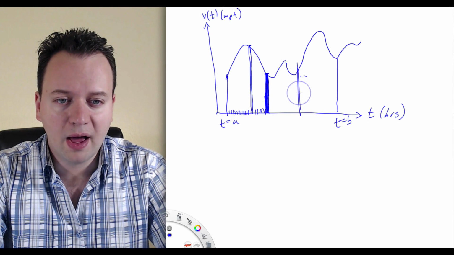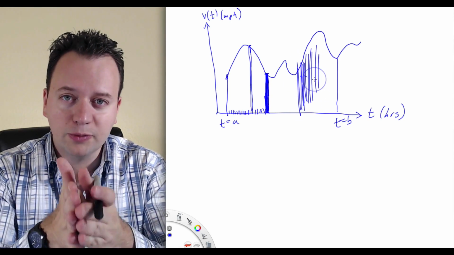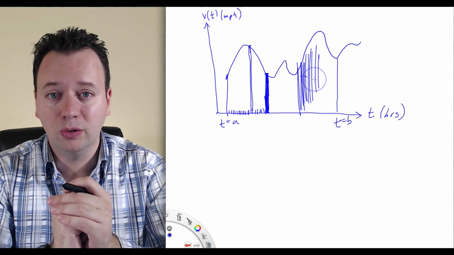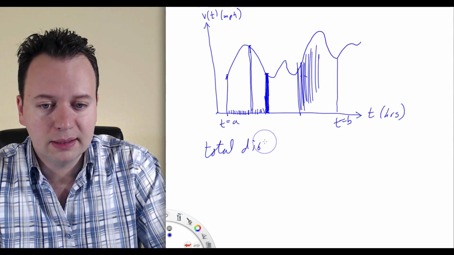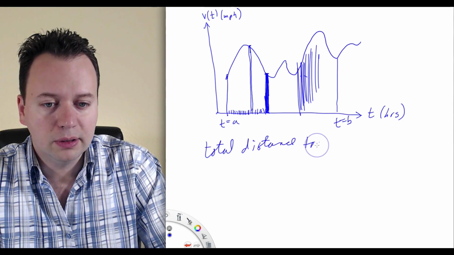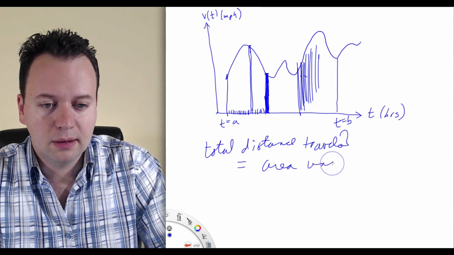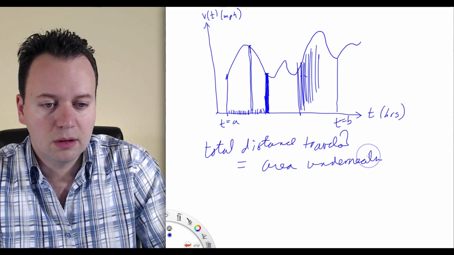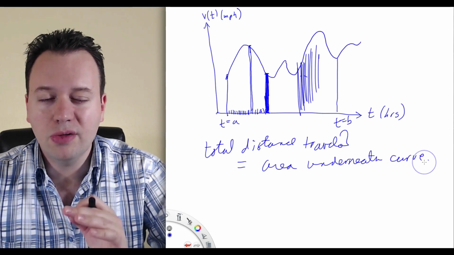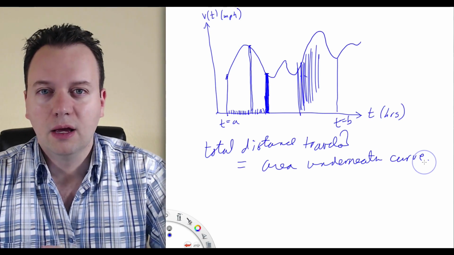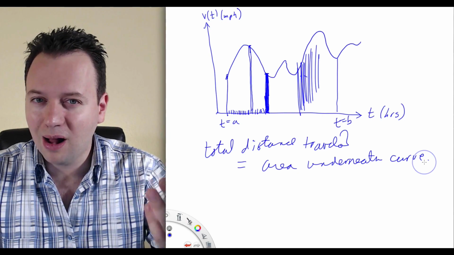So if you do this fine thing and you compute a bunch of little rectangles over small little intervals, you can add them up and get the total distance. So basically, the total distance traveled is equal to the area underneath the curve. So it now becomes very interesting to compute the area underneath curves. So how do we compute the area of something like this? So it seems like a complicated thing.